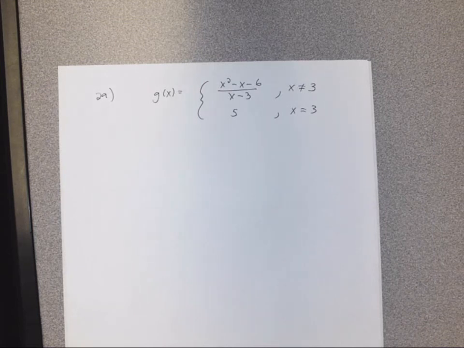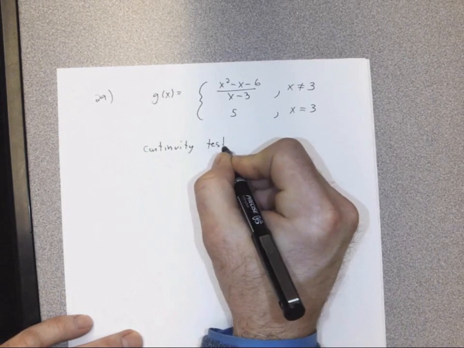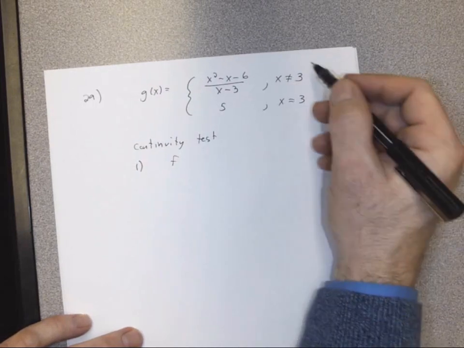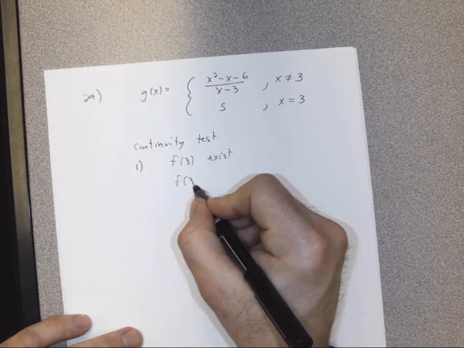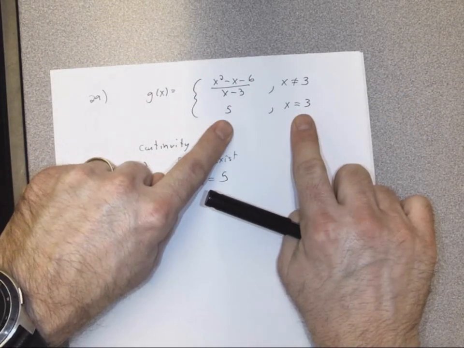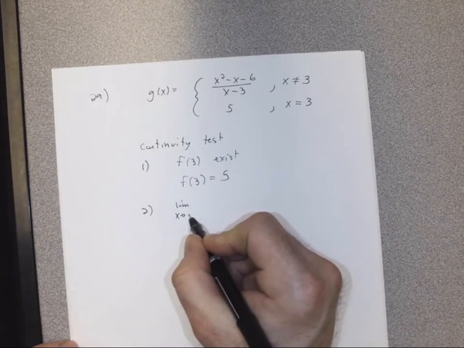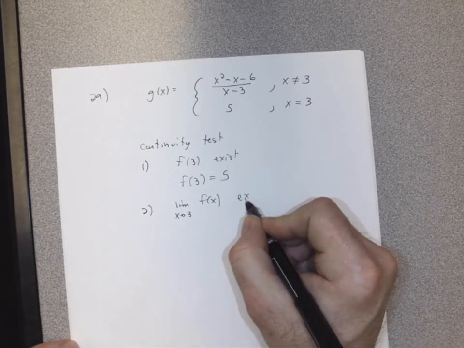Well, it can't be equal to 5 at 3, right? But you're on the right path. Well, how do you check for continuity? What are the tests? Continuity test. Step 1 says that f of what x value am I looking at? 3. F of 3 has to exist, right? All right, let's check it. What is f of 3 equal to? 5. Yeah, because when it's 3, it's 5. So this is just a point 3 comma 5, right? Number 2, the limit as x approaches 3 of f of x must exist, right?